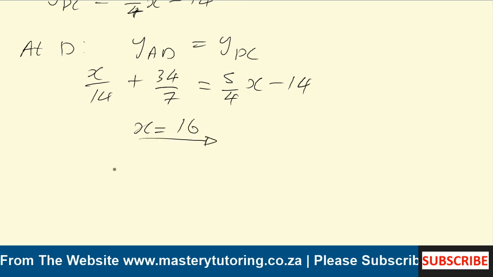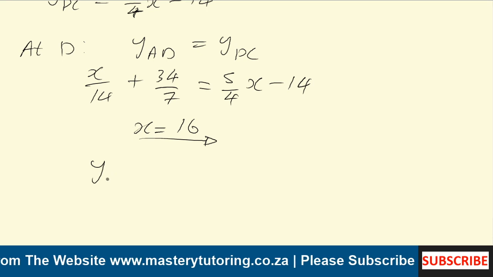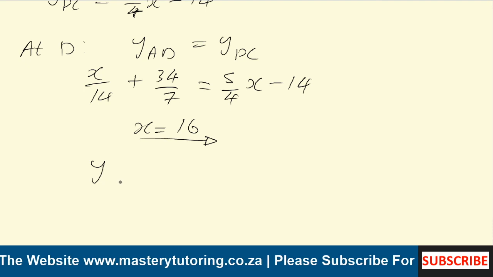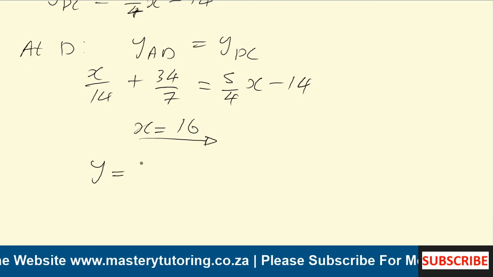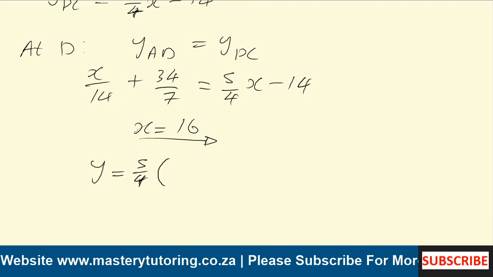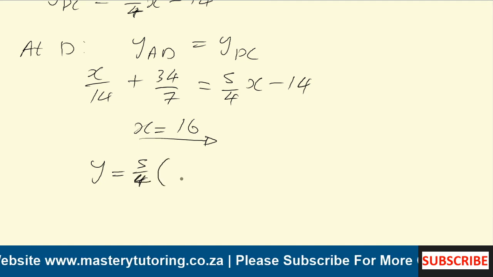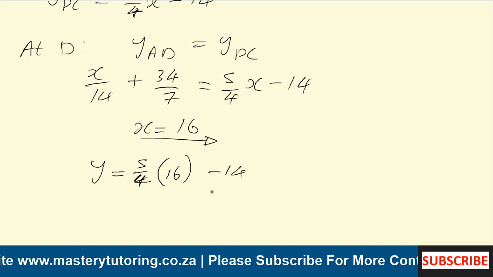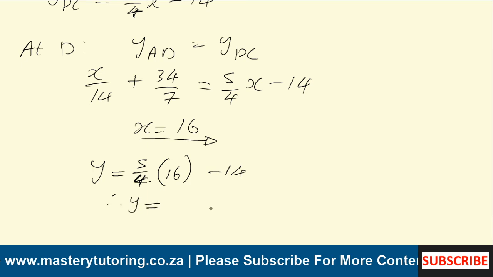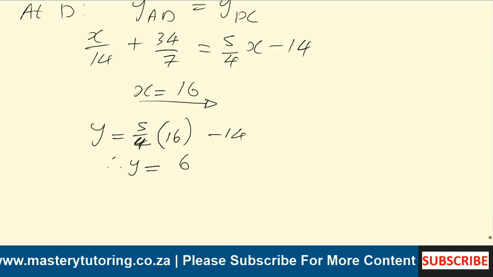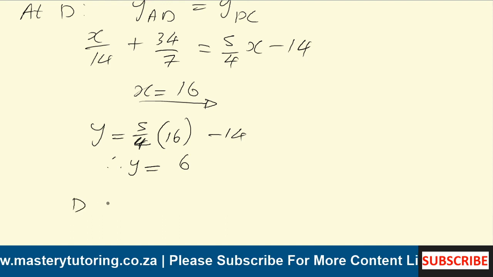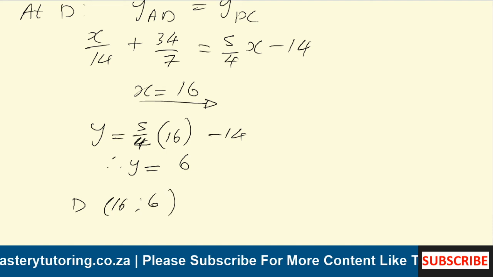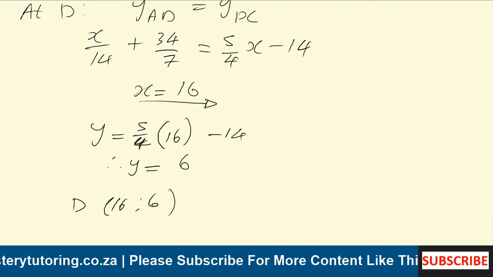Now we need to substitute this back into one of the equations. So I'm going to use the equation for line DC. Here I'm going to put x. X is 16, so this is going to be 5 over 4 times 16 minus 14. Therefore y is equal to 6. So now we've got the coordinates of D to be 16 and 6. So these are the coordinates, and I've been done solving this question.